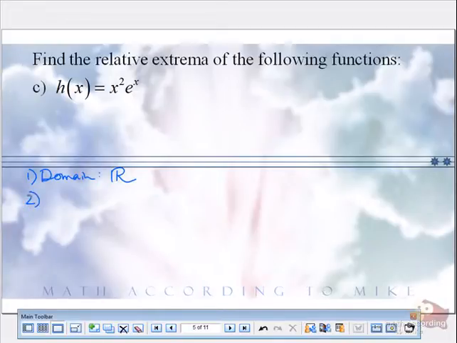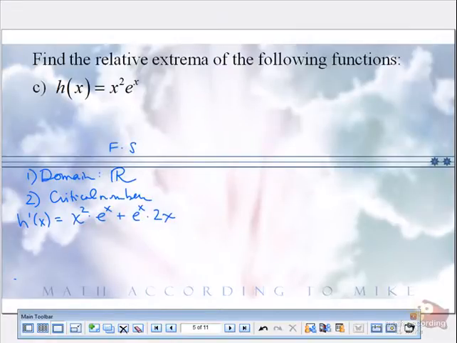Step 2, critical numbers. If you would, please find the derivative. And once you're done finding the derivative, I want you to factor the derivative. It's going to make the next 2 steps easier. Okay. How does this factor? What do they both have in common? So if you take out an x and an e to the x from both terms, what are we left with? X plus 2.